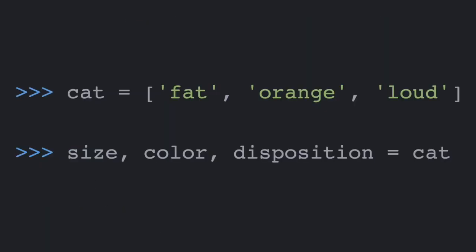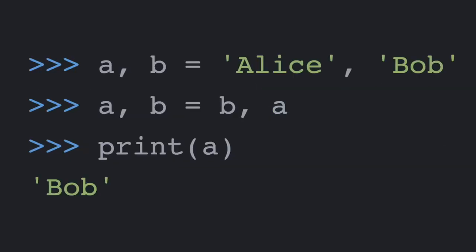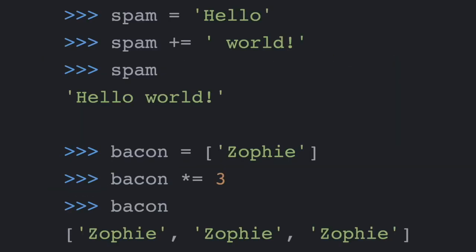This is the multiple assignment trick where you have this list that equals cat. Now size, color, disposition equals cat. It's going to assign each element of the list to each of these variables. The multiple assignment trick can also be used to swap the values in two variables. You can use the plus equals operator to add something to a variable. Spam equals hello. This line right here, spam += 'world', is the same as spam = spam + 'world'. And you can see what it equals here.